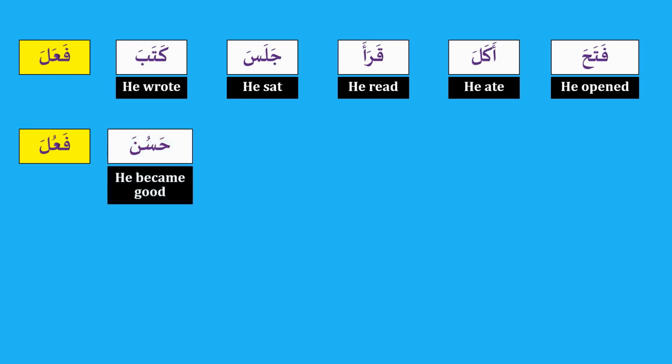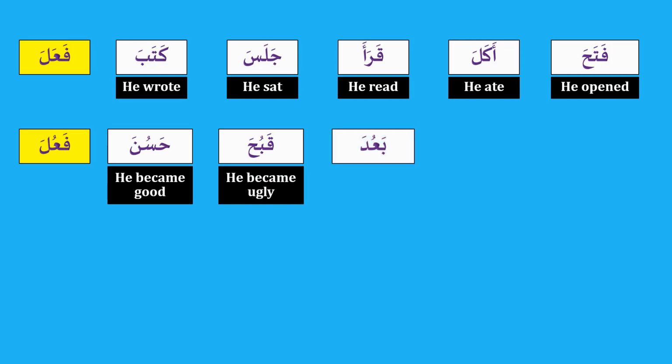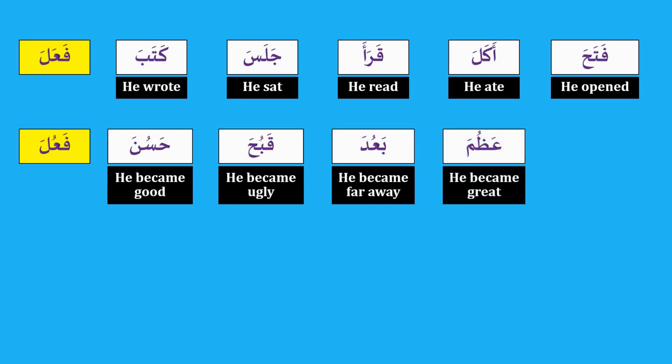And the verbs in the pattern of fa'ula, with dhamma in the middle letter. Hasuna, he became good. Qabuha, he became ugly. Ba'uda, he became far away. Azuma, he became great. Da'ufa, he became weak.